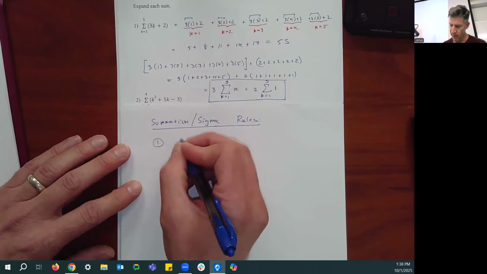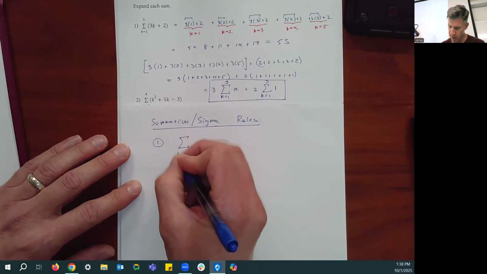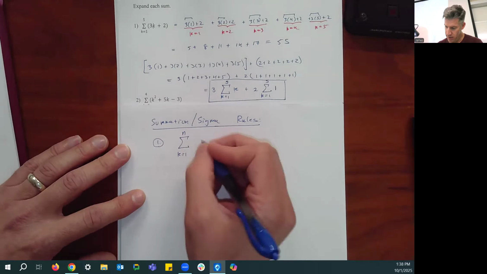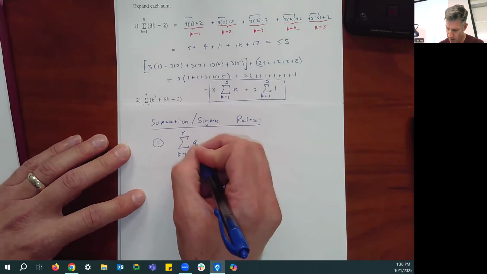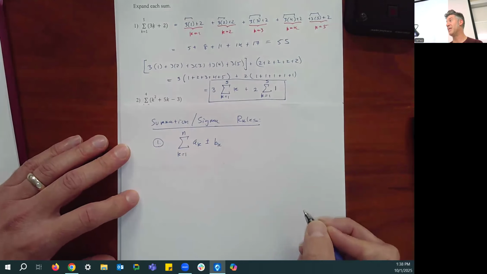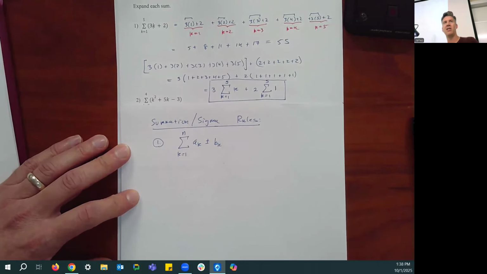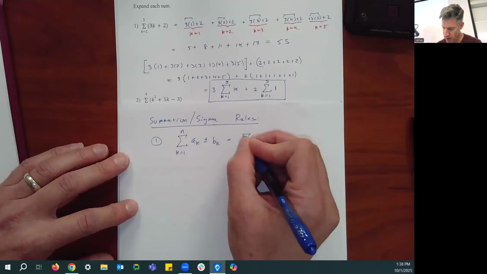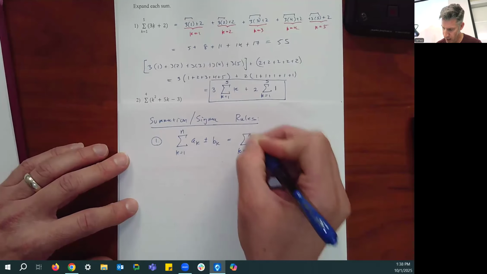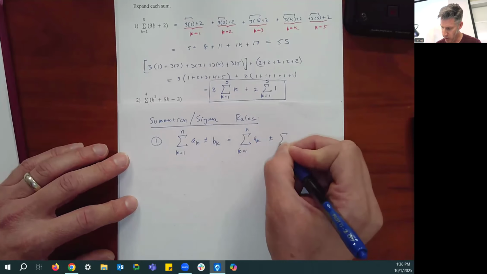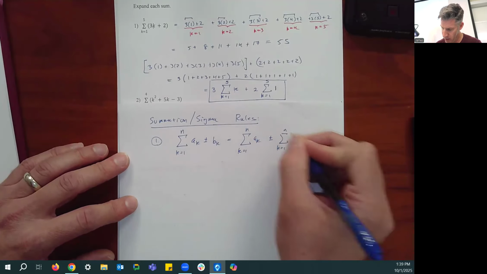First thing, if you have the sum from k equals 1 to wherever, n, of some function of k plus or minus some other function of k, or some sequence that depends on k. I said function, but we really mean sequence. You can break that up as the summation from k equals 1 to n of the first part, plus or minus the summation from k equals 1 to n of the second part.